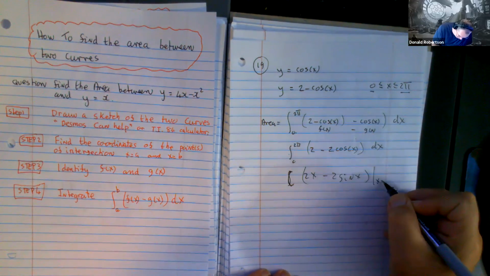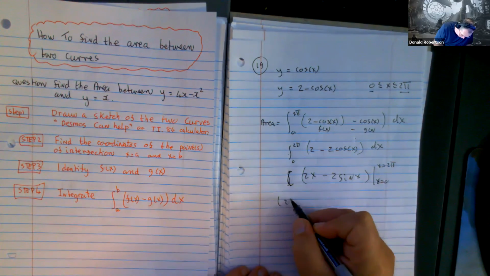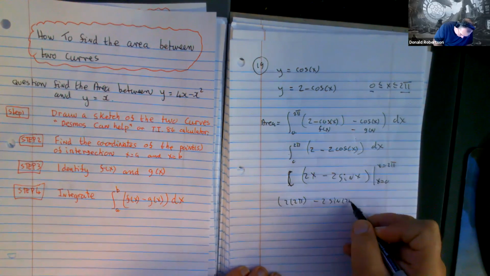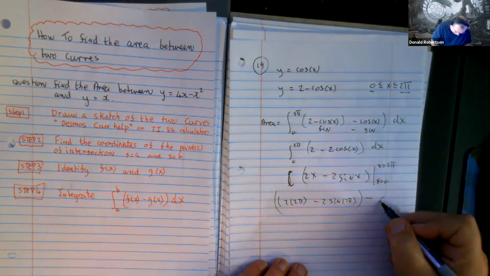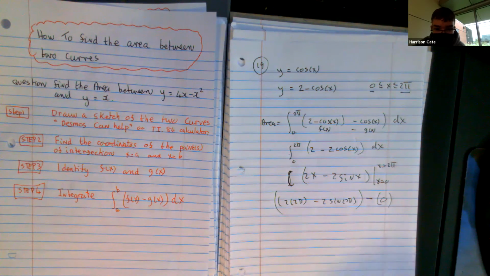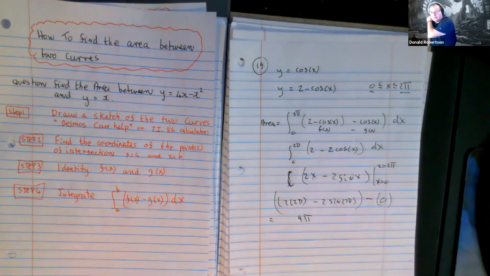Evaluated at 0 and at 2 pi. So I get 2 lots of 2 pi, take away 2 times the sine of 2 pi, subtract a whole load of nothings. What's the sine of 2 pi? It's 0. So the answer ends up just being 4 pi, which is actually a very elegant answer.